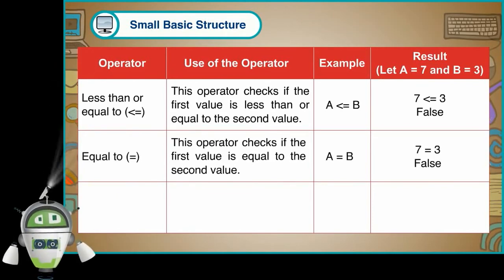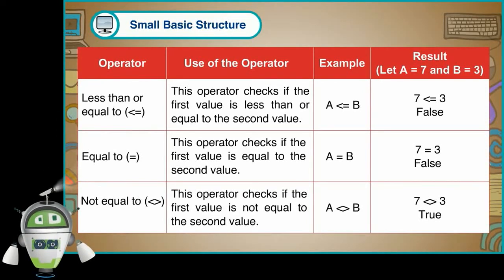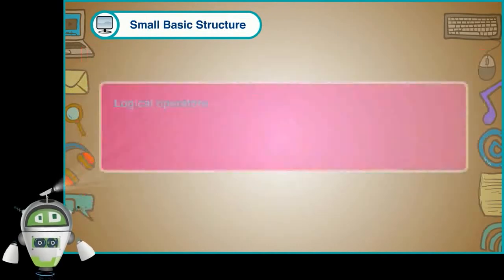Equal to, two parallel lines. This operator checks if the first value is equal to the second value. A is equal to B, 7 is equal to 3, false. Not equal to. This operator checks if the first value is not equal to the second value. A is not equal to B, 7 is not equal to 3, so the statement is true.